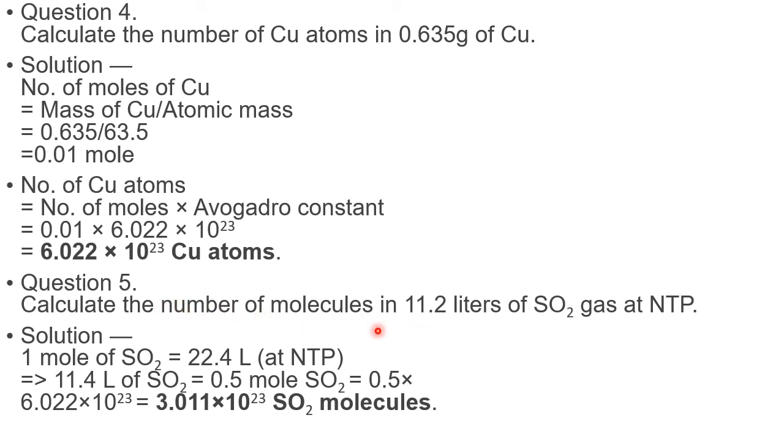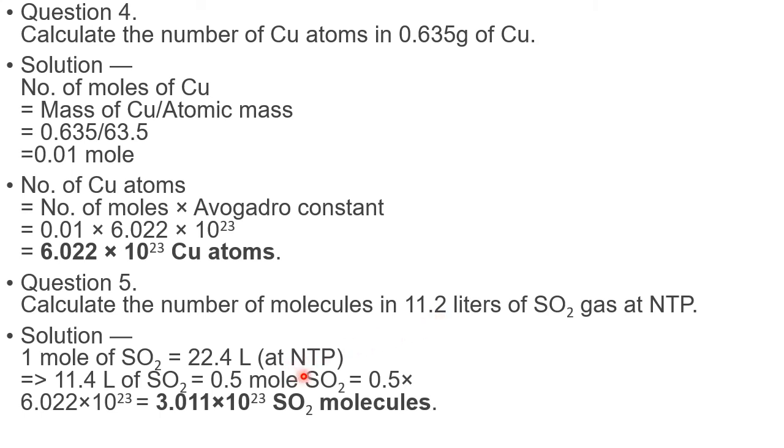Calculate the number of molecules in 11.2 liters of SO2. We know that 22.4 liters of SO2 means 1 mole. Correct? Now 11.2 liters of SO2 means how many moles? So 11.2 by 22.4 is equal to half mole of SO2. So 11.2 liters of SO2 means half mole of SO2.